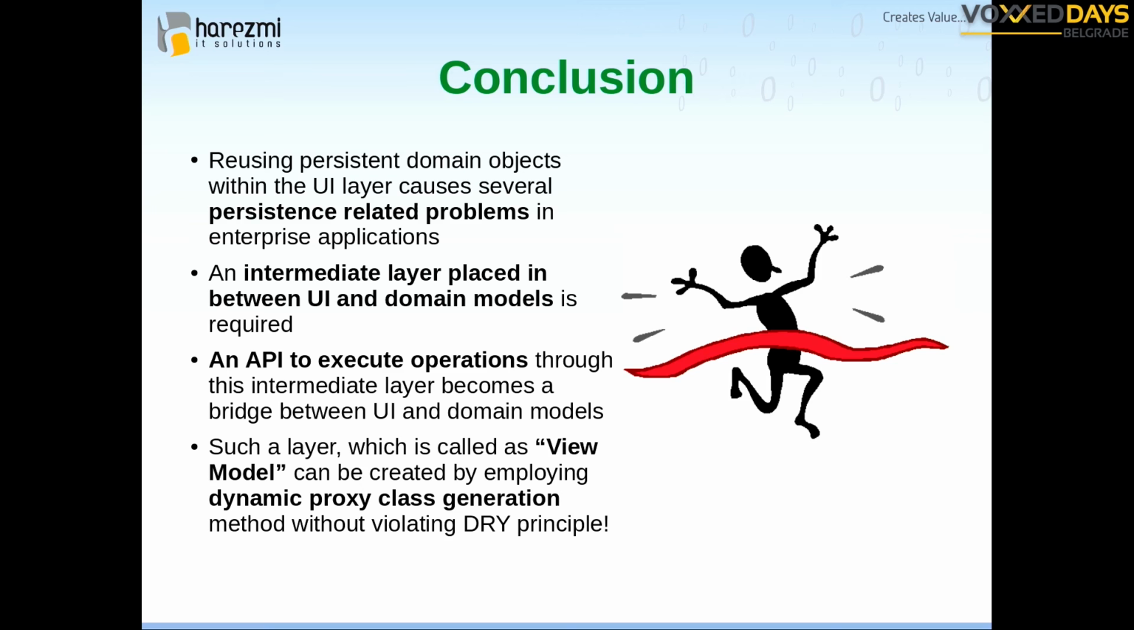In conclusion, as we stated in this presentation, reusing persistent domain objects in the UI layer directly causes several data integrity problems, as I tried to show you by examples. An extra intermediate layer is placed to remedy those problems, and a separate API is required to execute operations necessary to deal with data manipulation tasks in that intermediate layer. And such a separate layer based on DTOs can easily be developed and created based on dynamic proxy generation techniques.